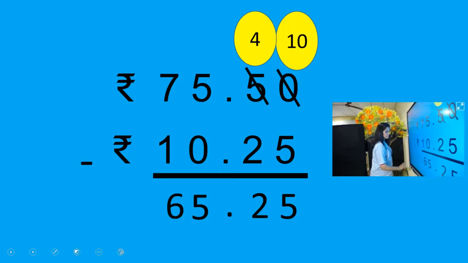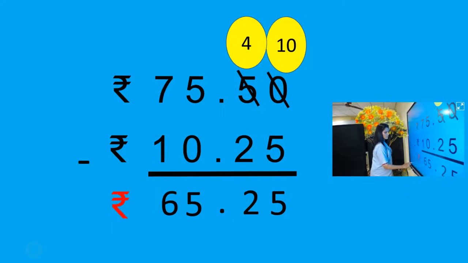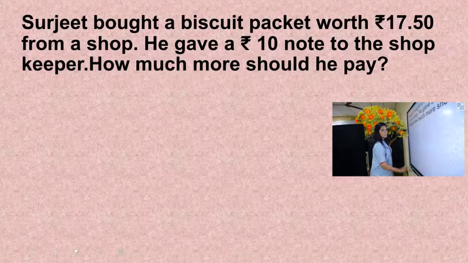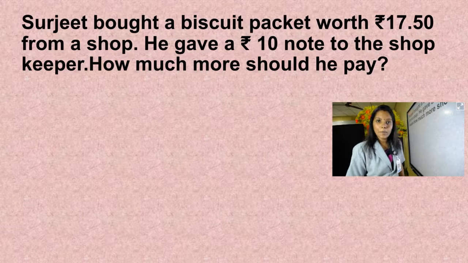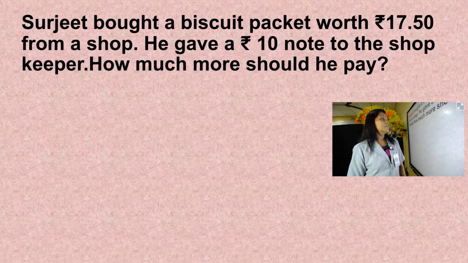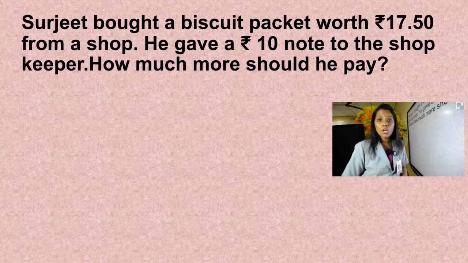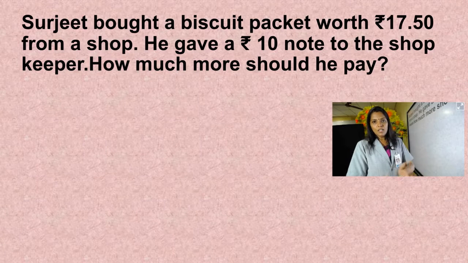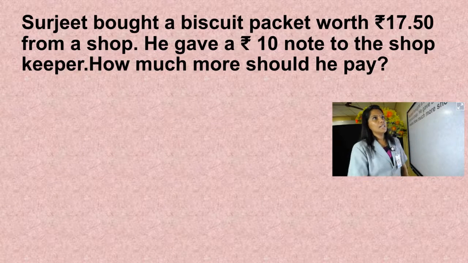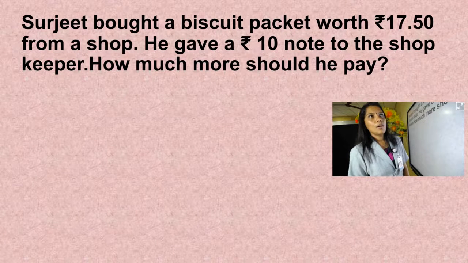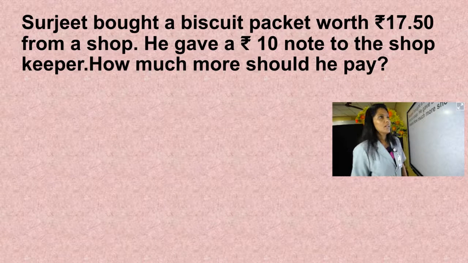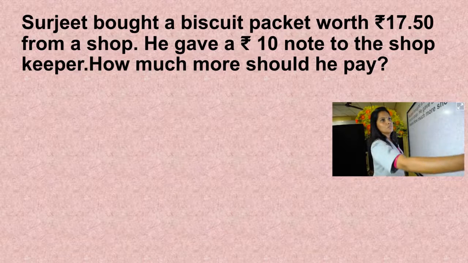Read, children. Okay, 17 rupees and 50 paise. He has given 10 rupees and we have to find out how much more he has to pay to the shopkeeper. The shopkeeper tells him that this is not enough. He has to give something more. So what is the amount that he has to pay? We can find that out.